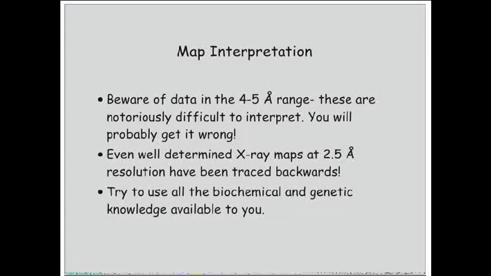Be very careful if you have 4 to 5 angstrom resolution data. It can be very difficult to interpret. You can be very tempted to over-interpret your data and start trying to fit what you think are side chains, for example. You'll almost certainly get it wrong at this sort of resolution range, unless you know an awful lot about the biochemistry and the genetics. And for example, even well-determined X-ray maps at 2.5 angstroms resolution have been traced backwards. So be ultra, ultra careful.